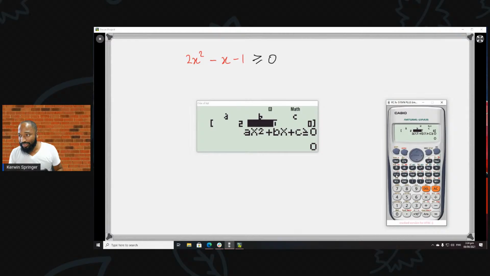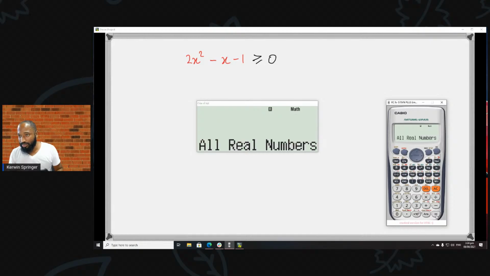2. Negative 1 is B. Keep in mind when you see no number, it means 1, right? Then 1. Press equal.